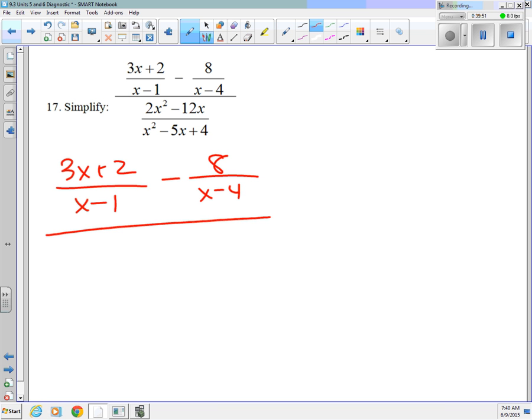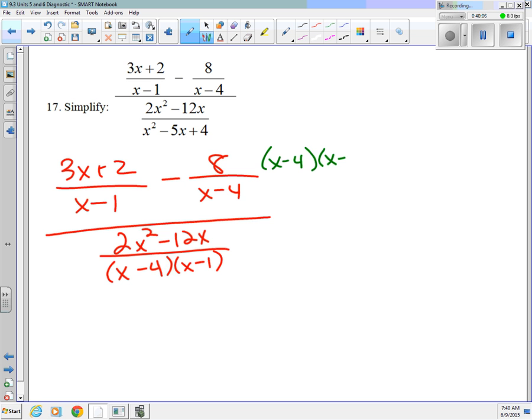So I'm going to factor out the x squared minus 5x plus 4. That factors into (x minus 4) times (x minus 1). So now I can multiply top and bottom of the big fraction by (x minus 4) times (x minus 1). In other words, I can zap out.